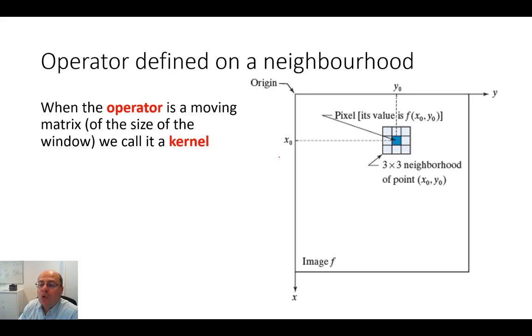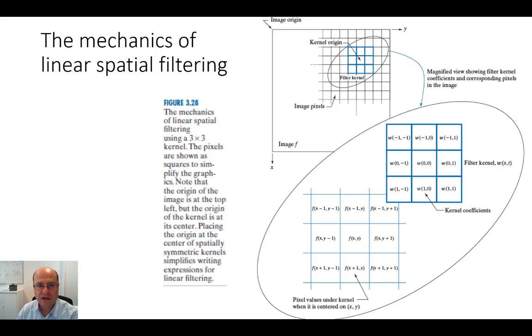its center. When the operator is a moving matrix, I get a matrix with some values, and I do some sort of operation with this matrix, considering the pixels around and changing the pixel at the center. When this is the case, this matrix is called a kernel. You're going to hear over and over again in computer vision, oh, the kernel this, kernel that. It's just a matrix operator. Nothing more and nothing less.